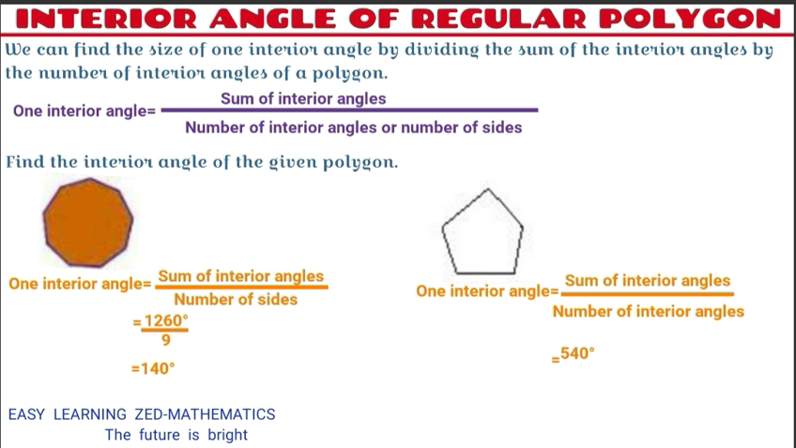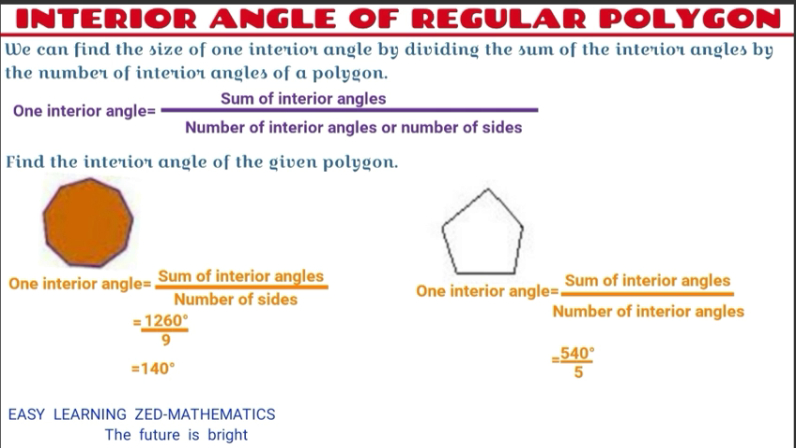If you know how to count the interior angles of any regular polygon, you are able to tell that there are 5 interior angles. If you don't know how to count, you can watch our video entitled Properties of Polygons, so that you are able to learn how to count interior angles of a given polygon.